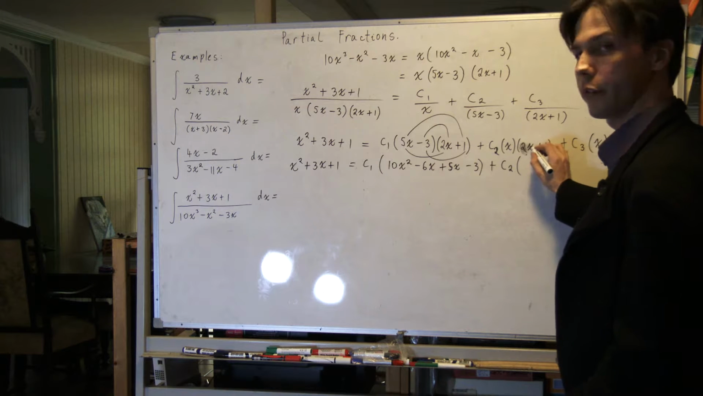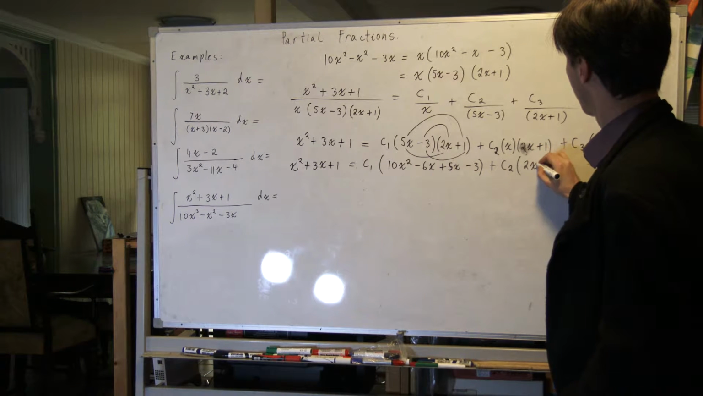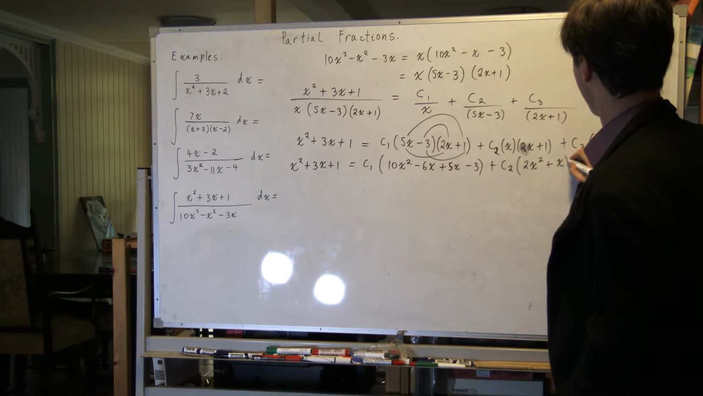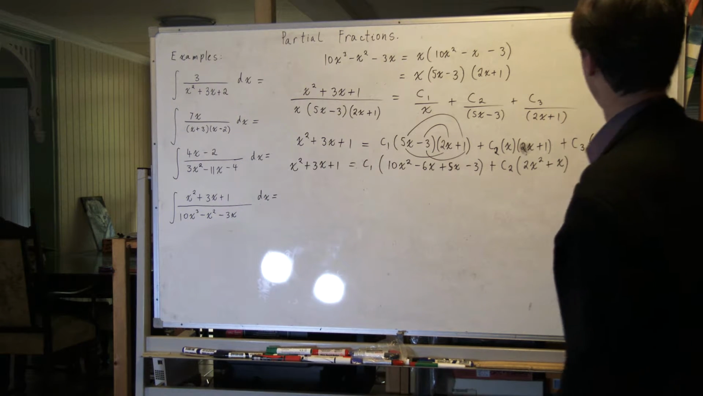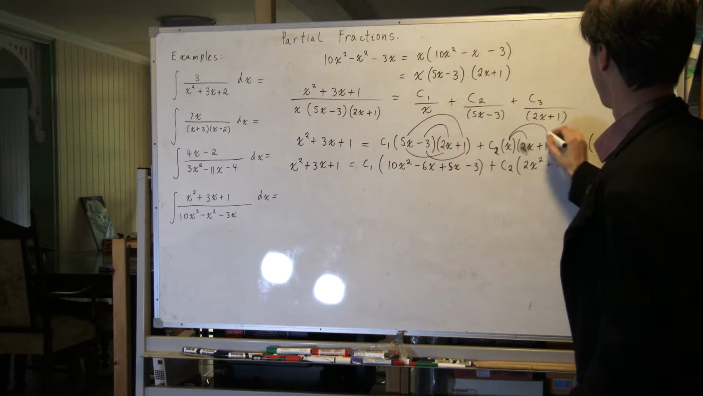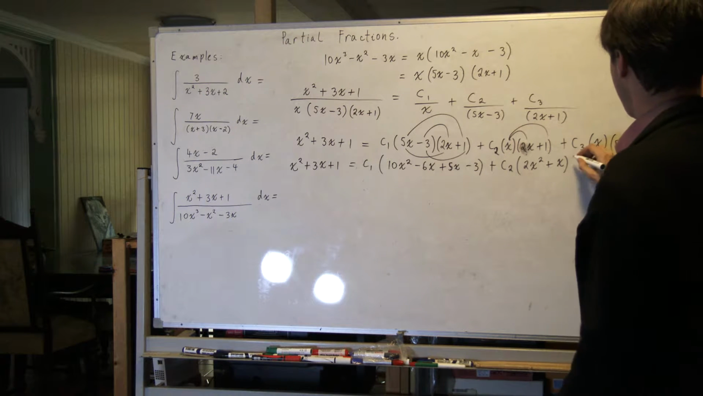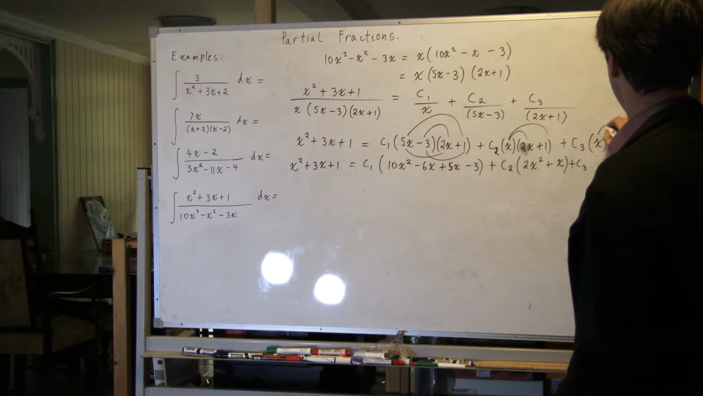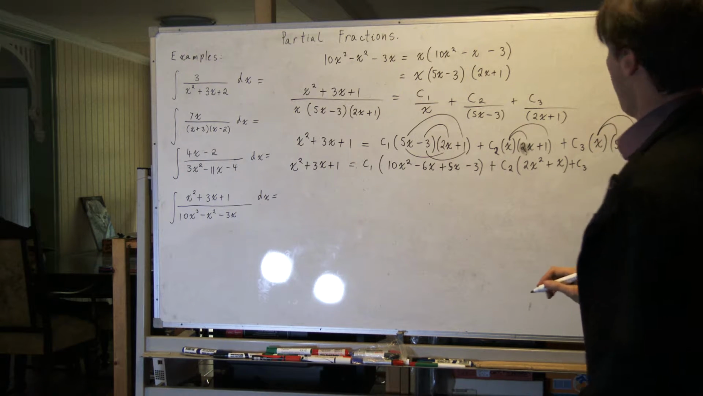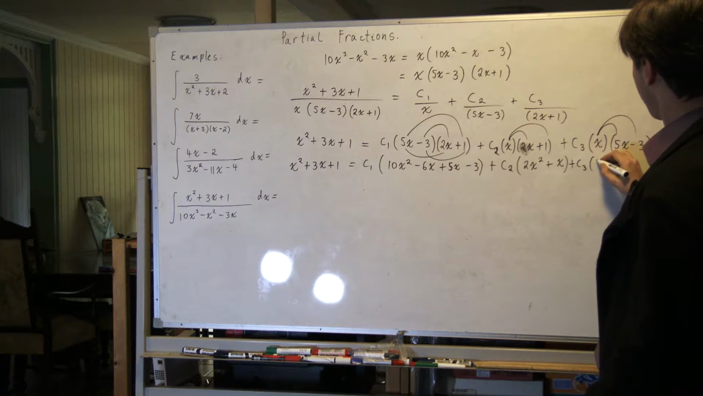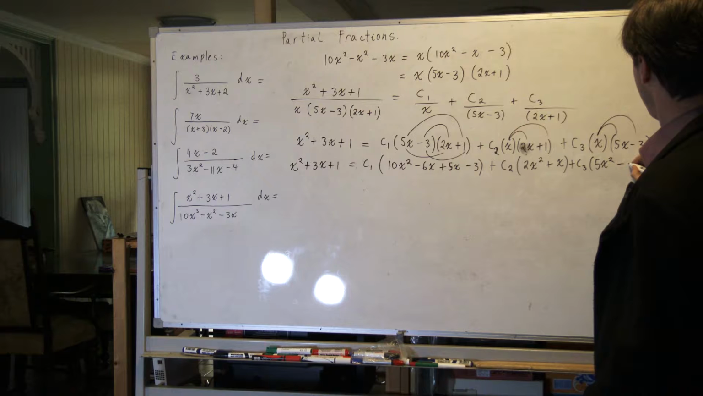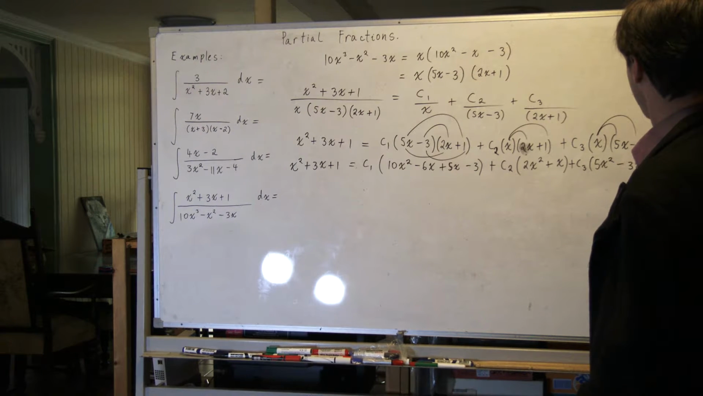Then we have x times 2x is 2x squared. x times 1 is x. So we went bang, bang. And now we do some more banging. So we say bang, bang. x times 5x is 5x squared. x times negative 3 is negative 3x.